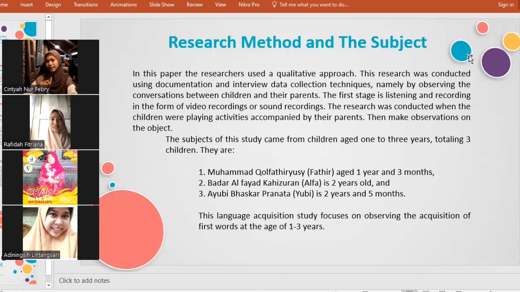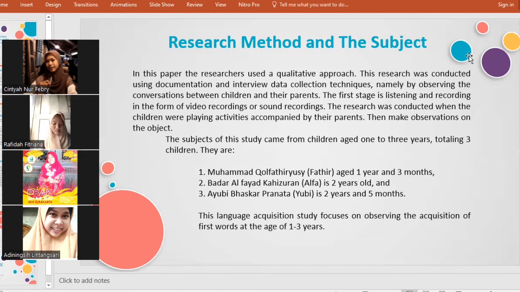Okay, the research method and the subject. In this paper, the researchers used a qualitative approach. This research was conducted using documentation and interview data collection techniques, namely by observing the conversations between children and their parents. The first stage is listening and recording in the form of video recordings or sound recordings. The research was conducted when the children were playing activities accompanied by their parents. Then mixed observations on the object.